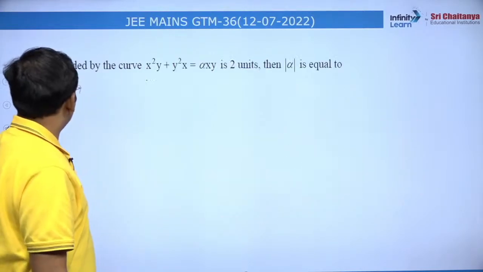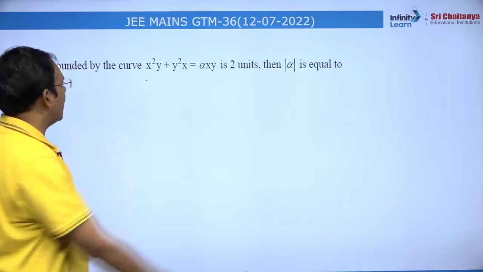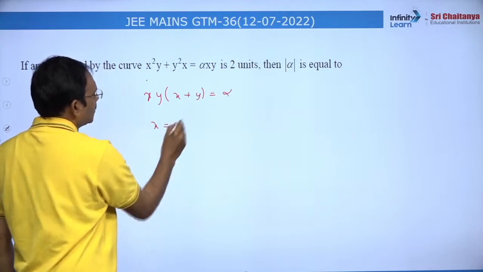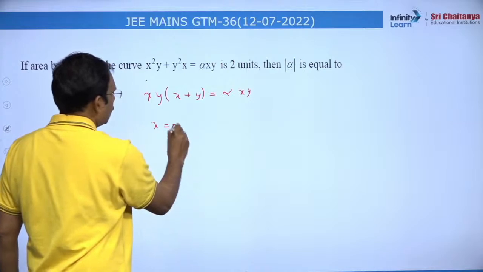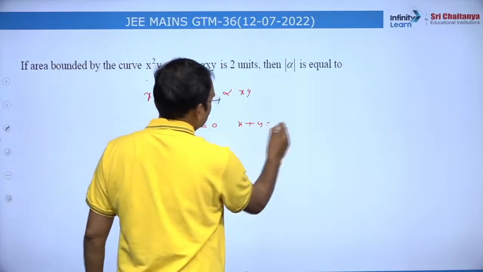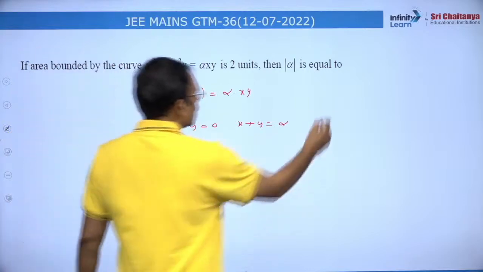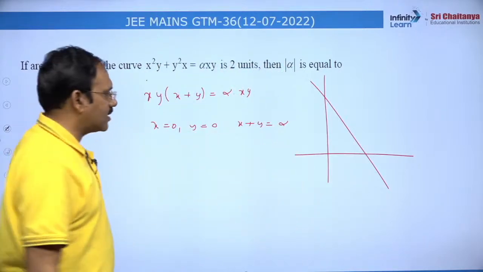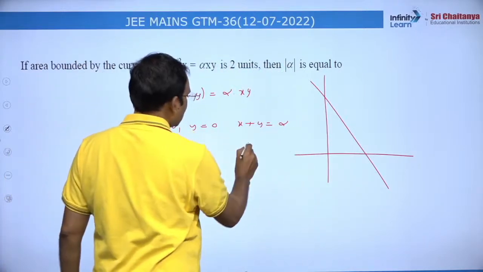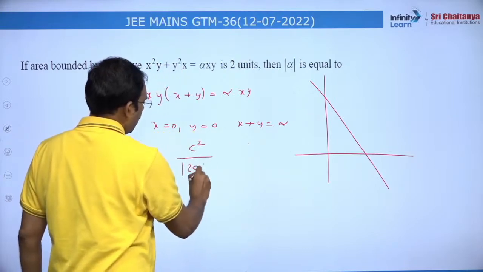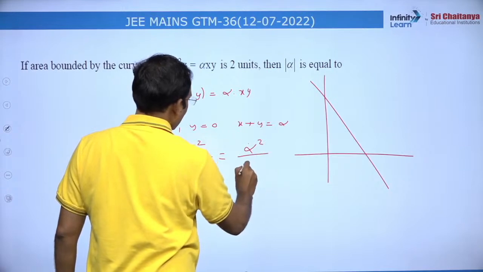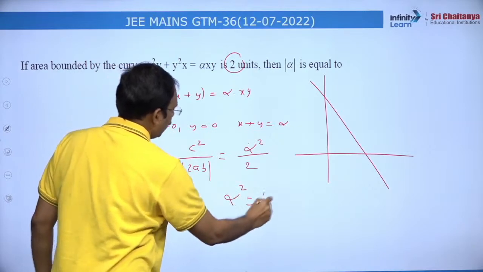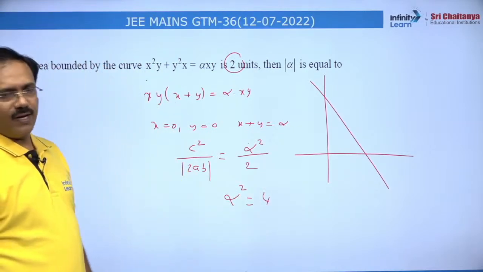Okay. Next, my dear friends, the area bounded by the curves. You can take xy common here, times (x plus y minus alpha). So x is equal to 0, y is equal to 0, and x plus y is equal to alpha are the three curves embedded in this. So x and y equal to 0 are the coordinate axes, and x plus y is equal to alpha is a line with x intercept alpha and y intercept alpha. The area is nothing but, we have a shortcut, c square by modulus of 2ab, right? C square is going to be alpha square by 2, which is given as 2, my dear friends. So alpha square is equal to 4, and from this mod alpha is going to be 2.